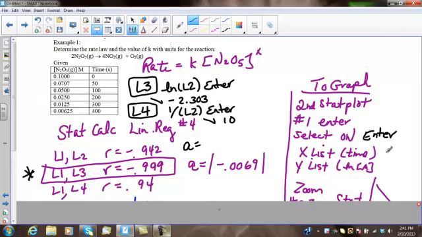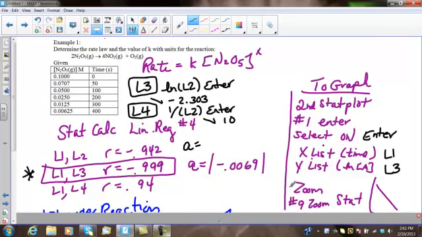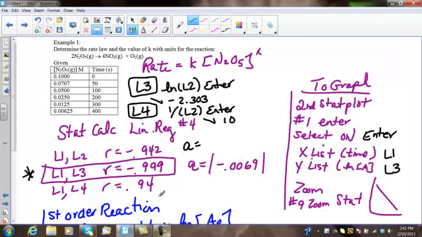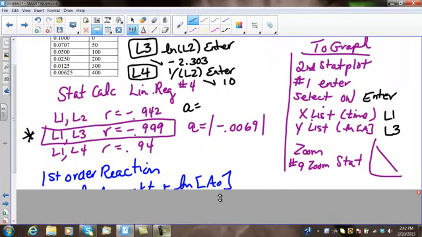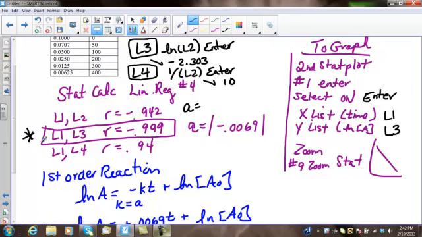So for just this example, you're going to enter L1, and then because we had chosen the one that was closest to 1, which was L3, we're going to put L3 here. Once you do that, you're going to hit the Zoom button, and then number 9, which is ZoomStat, and you should see a graph of a straight line. That confirms that this is a first order reaction.